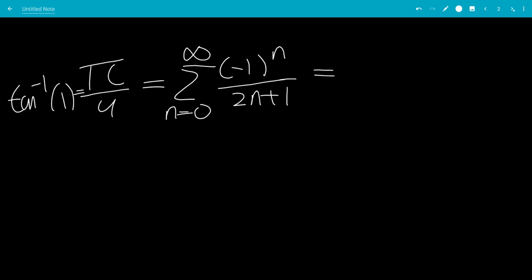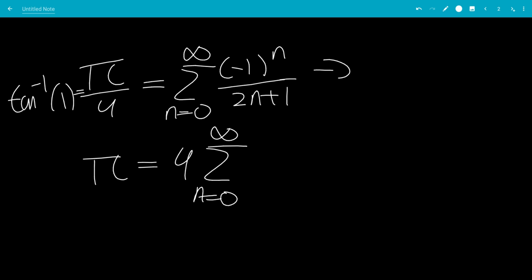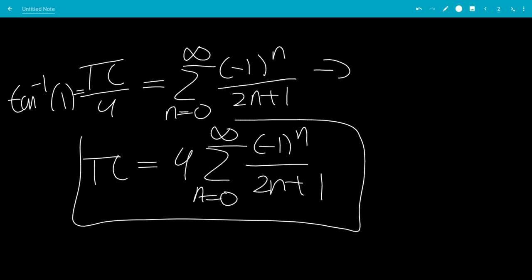But you can multiply by 4 on both sides. So pi is equal to 4 times the sum as n goes from 0 to infinity, negative 1 to the n over 2n plus 1. And that is the series that gets you pi.